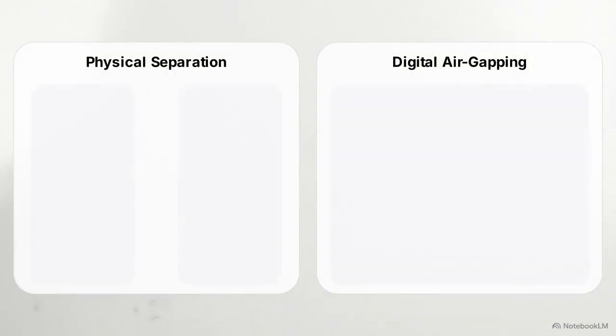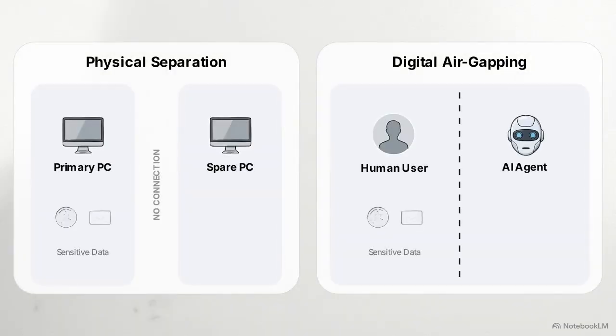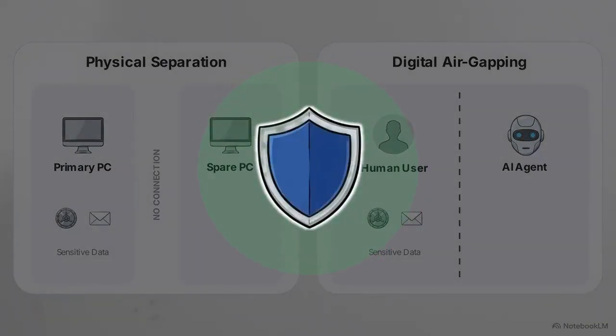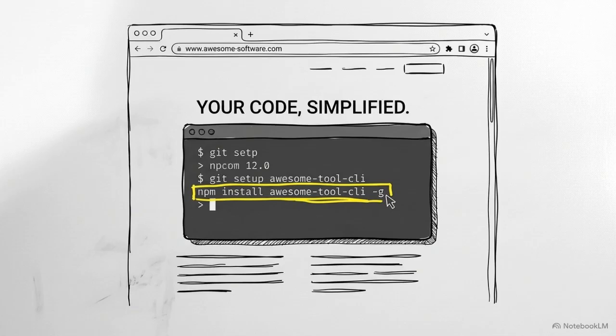By physically separating the hardware and digitally air-gapping the accounts, you remove the risk of the agent accessing your sensitive personal data without permission. Was the sandbox prepared? Navigate to the OpenClaw.ai website and copy the primary installation code snippet.